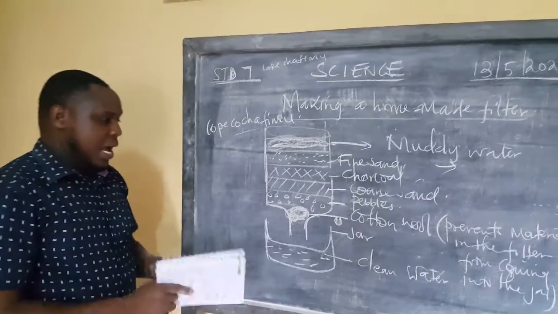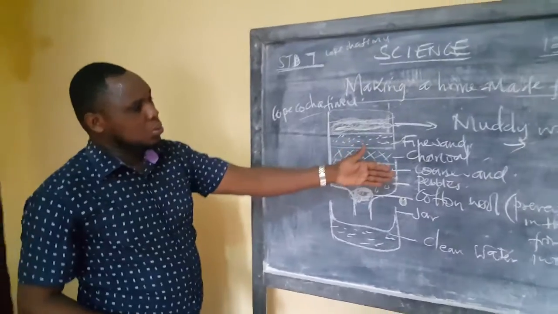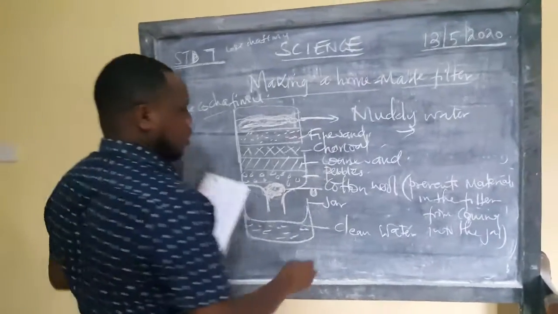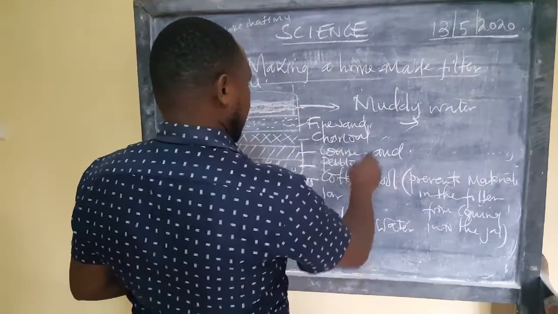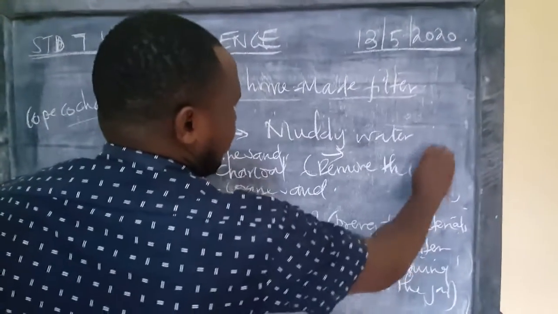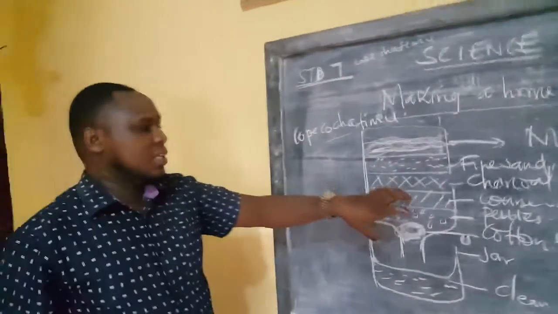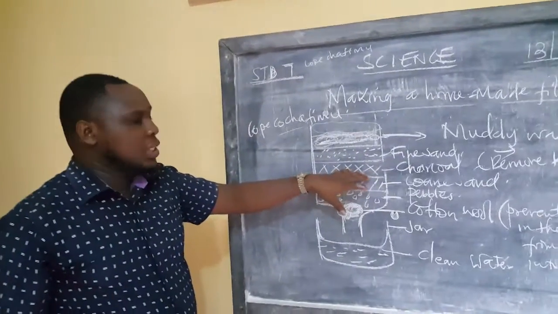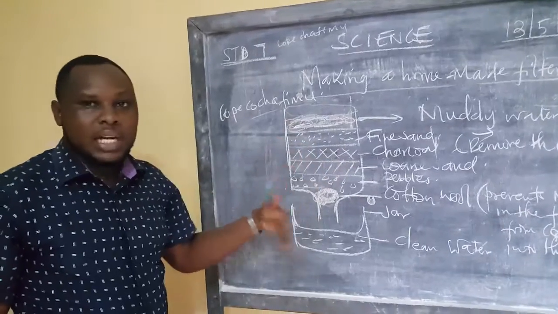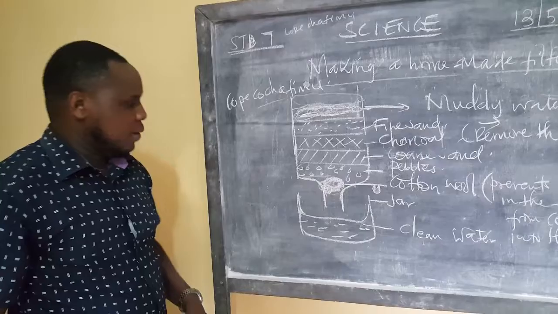Now say the importance of this charcoal is to remove the color. You know the water is brown in color, so this charcoal traps the dirt particles, and so the color of the water changes to be clear. So on this side we get some clear water.